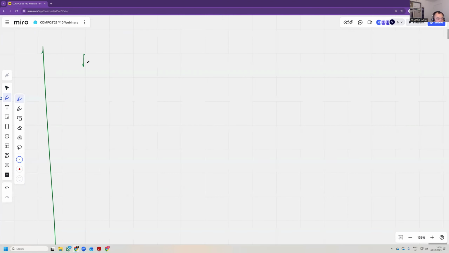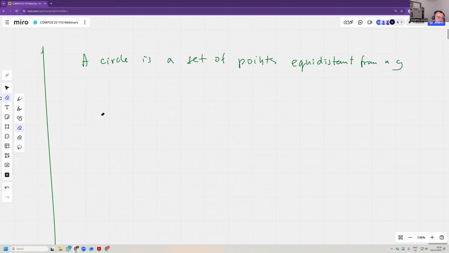So a circle is a set of points equidistant from a given point. Well, not equidistant, I don't need fancy words here. A set of points at a fixed distance from a given point.